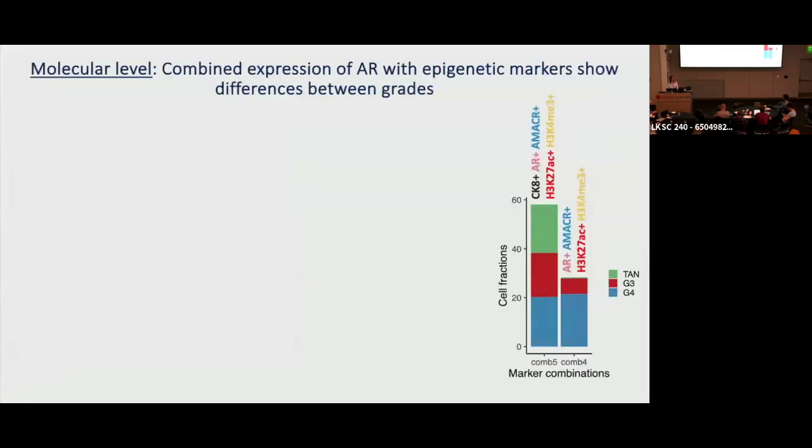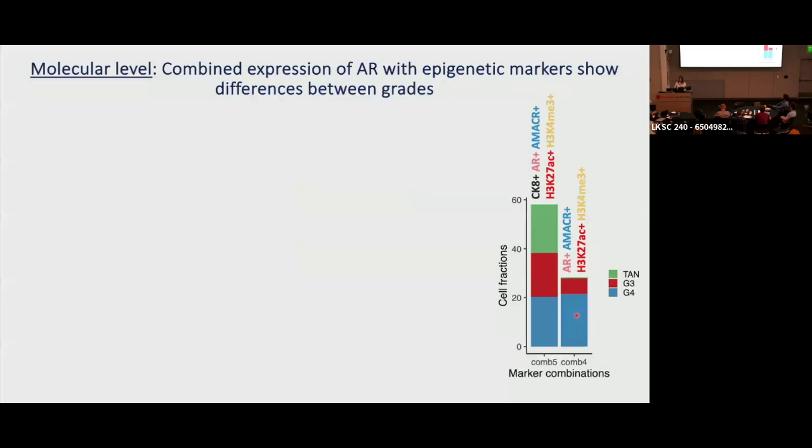As our first analysis at the molecular level investigation of AR, we examined the combinatorial expression of epithelial markers in single cells and found significant differences in the expression of AR, AMACR, and two other histone markers across all clinical groups, and specifically much higher in Gleason 4 high-risk tumors.